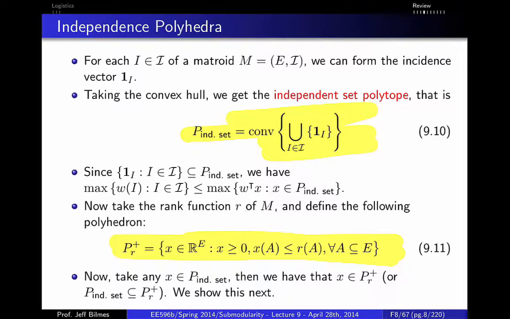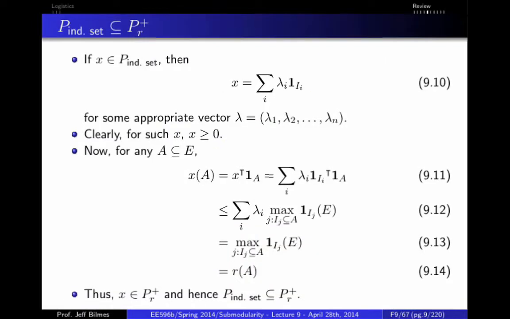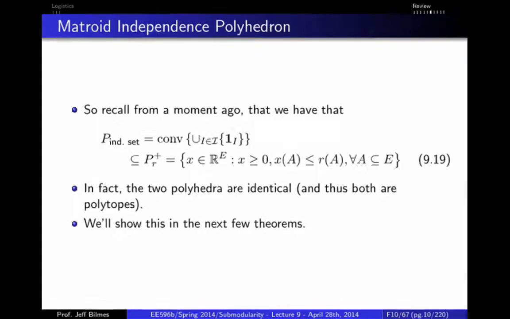What we showed last time was that the independent set polytope was a subset of the rank polyhedron. That was a proof I'm not going to go through again, but it's there from last time. The critical thing is that we've shown that subset relationship. Or equivalently, here's the independence polytope, which is a subset of the rank polyhedron. And what we want to show, and where we stopped in the middle of last time, was that, in fact, these two things are identical.